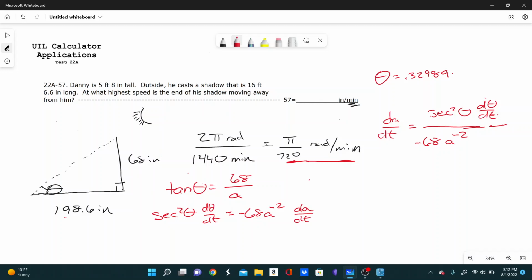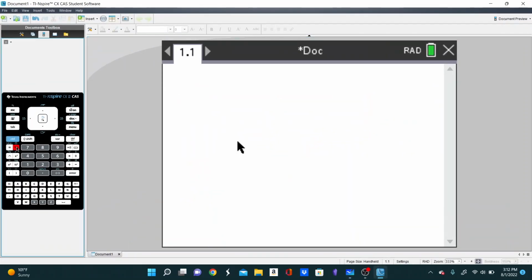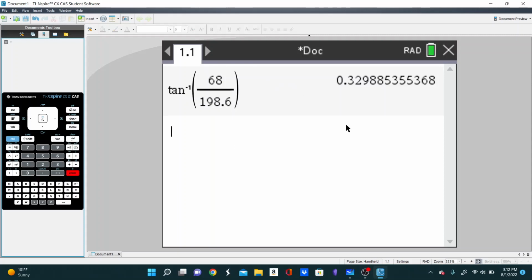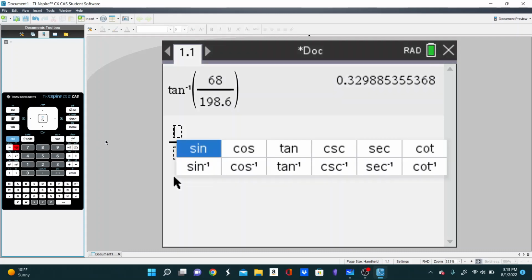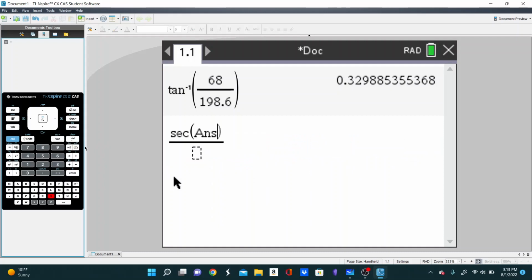So if I plug in all of those values, let's see. Secant squared of theta, well, first of all, let's find theta. It would be the inverse tangent of 68 over 198.6. Right, that's what we got before, 0.32989. So this is going to be secant squared of that, multiplied by d theta dt, which is pi over 720, over negative 66 times a to the minus 2. So times 198.6 to the minus 2.